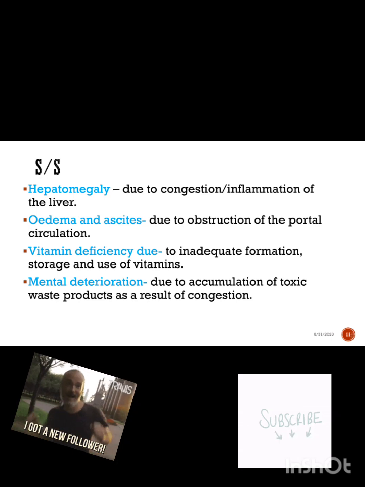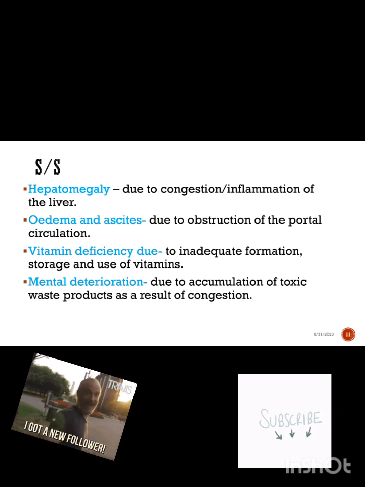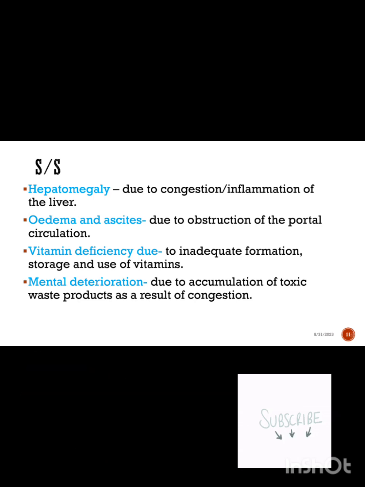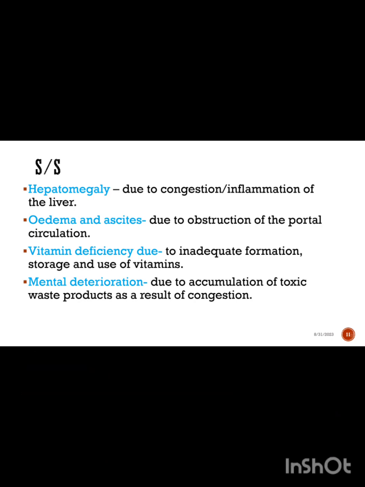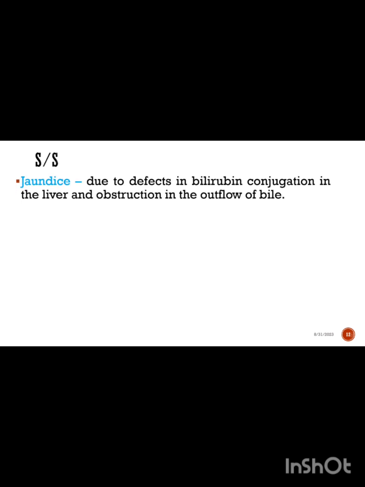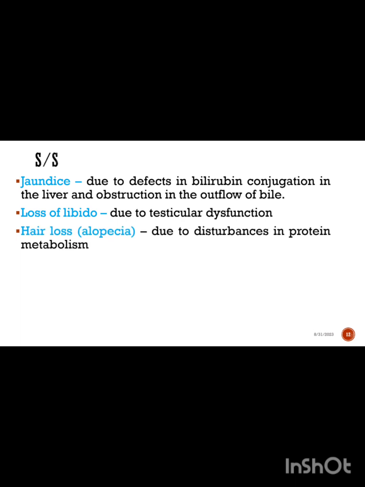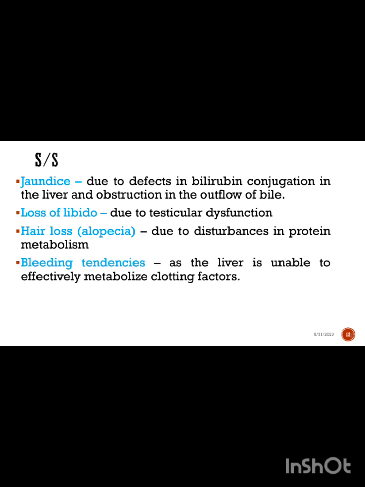Remember, the liver also helps in detoxification. So it's no longer working, and you'll find that there's mental deterioration because of the toxins that are building up. Then we have jaundice due to defects in bilirubin conjugation in the liver and obstruction in the flow of bile. Then loss of libido due to testicular dysfunction, hair loss due to disturbances in protein metabolism, bleeding tendencies.